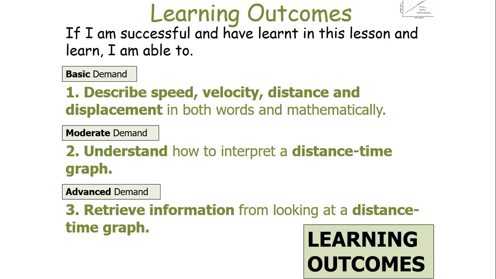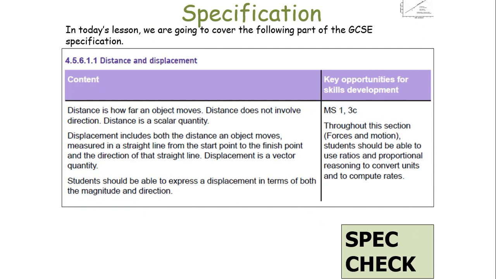So we're going to try and describe speed, velocity, distance and displacement both in words and mathematically, understand how to interpret a distance time graph, and understand how to retrieve information from looking at a distance time graph, which links into the following part of the AQA GCSE specification for separate science physics in the forces module, which is found in paper 2 of the GCSE examination.